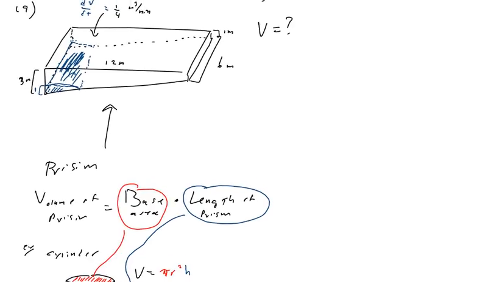prism. No, what do I call them? Trapezoidal prism. Right? The base here, in our prism, is a trapezoid. So I've got to figure out what is the area of a trapezoid.